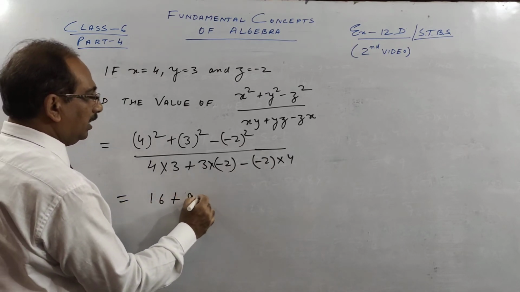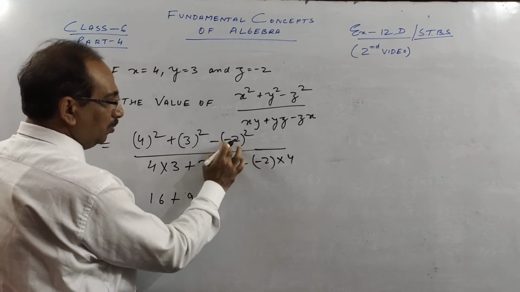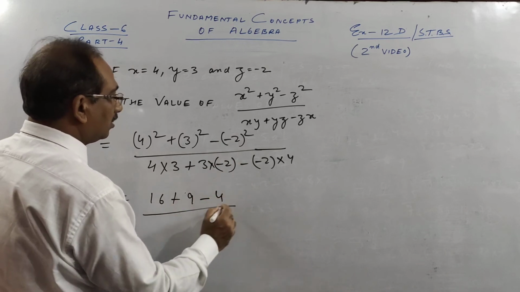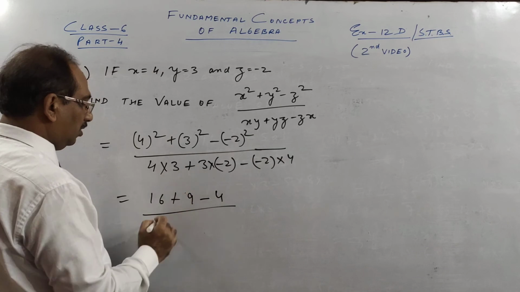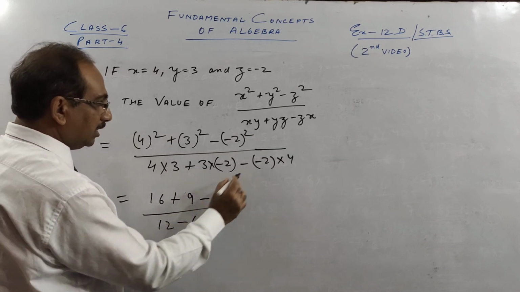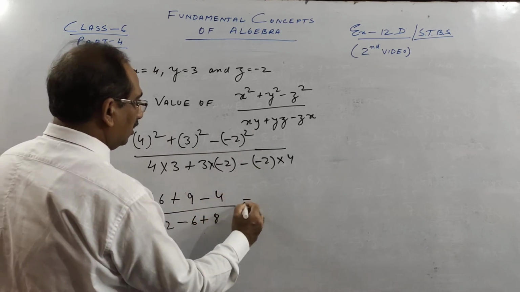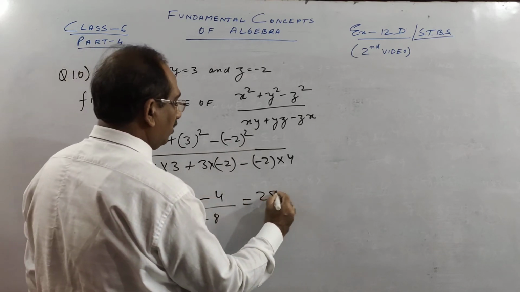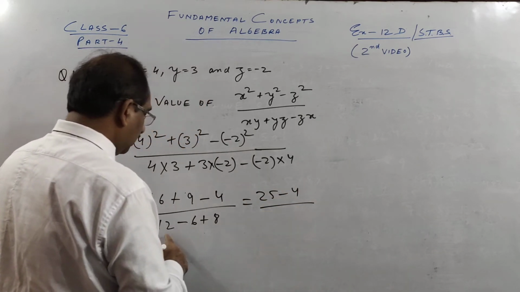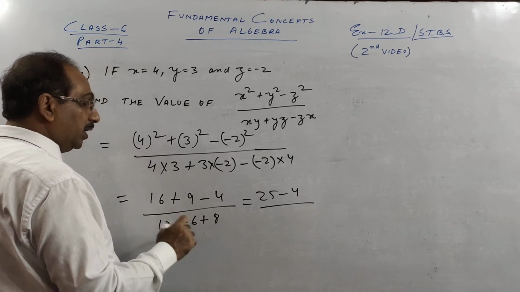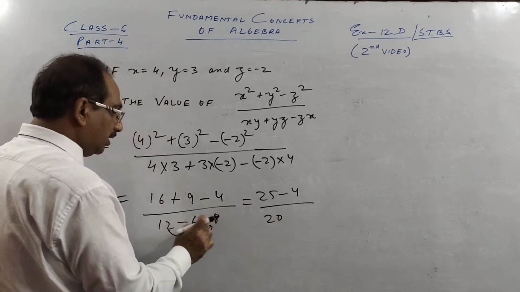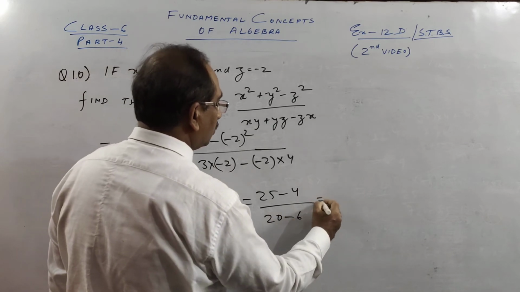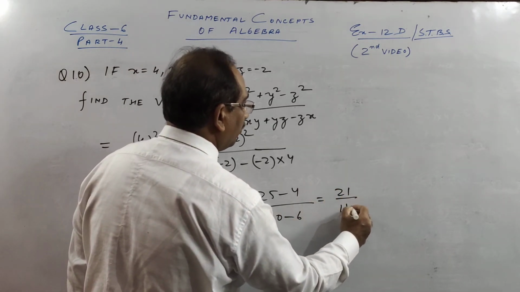So what do we get? 16 plus 9. As I told you, minus square is always plus. So minus 2 into 2 is plus 4. 12 minus 6 minus minus plus 8. So we get 25 minus 4 by, see, BODMAS rule. First do addition. First do addition. Don't subtract first. Addition then subtraction. So we get 21 by 14.